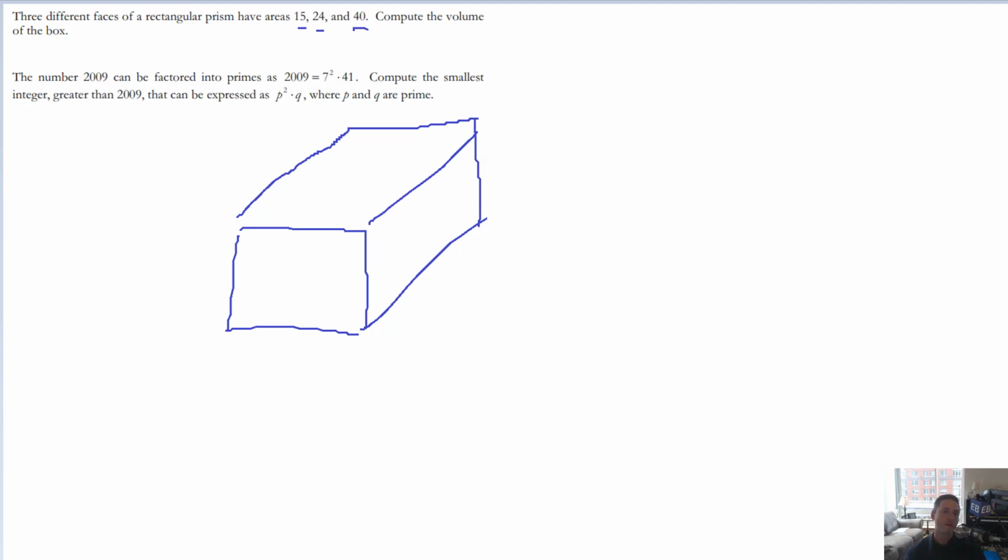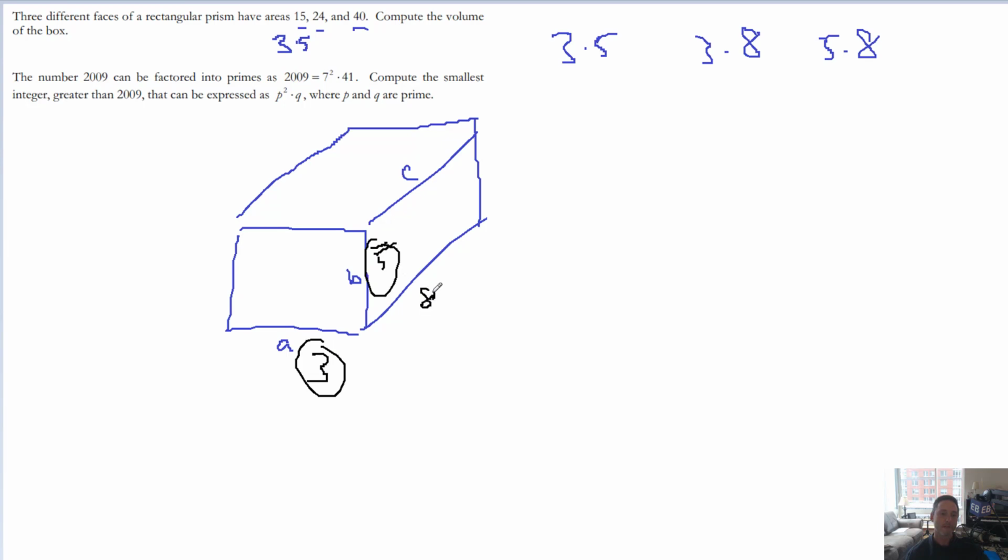Okay. So basically, let's slow down and talk about it. Let's call the sides A, B, and C. I don't like L, W, and H. And if we know the areas are 15, 24, and 40, you can guess that it's 3 by 5, 3 by 8, and 5 by 8. This is guessable. If you just guess, 15 doesn't factor into too much. 3 by 5 by 8, and you can do it this way. But I want to show you the better way to do it, the better way to understand it.